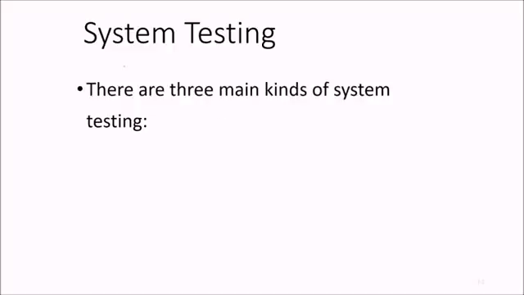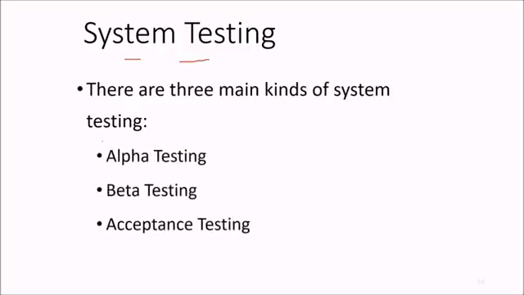And when we talk about system testing, which is the validation with reference to the requirements, there are three main kinds of system testing. First is alpha, second is beta, and third is acceptance testing. Alpha, beta, and acceptance testing. These are the three categories of system testing.